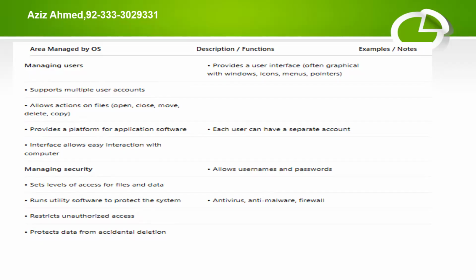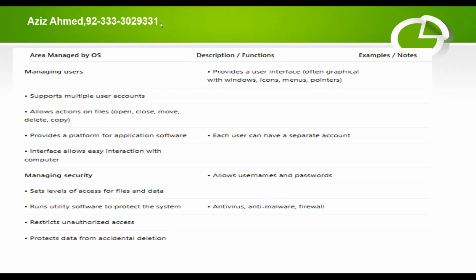interaction with the computer. Each user can have a separate account. Managing security sets levels of access for files and data. Runs utility software to protect the system. This states organized access, protects data from accidental deletion, allows usernames and passwords. For example, antivirus, anti-malware, and firewall. So this is the third task.